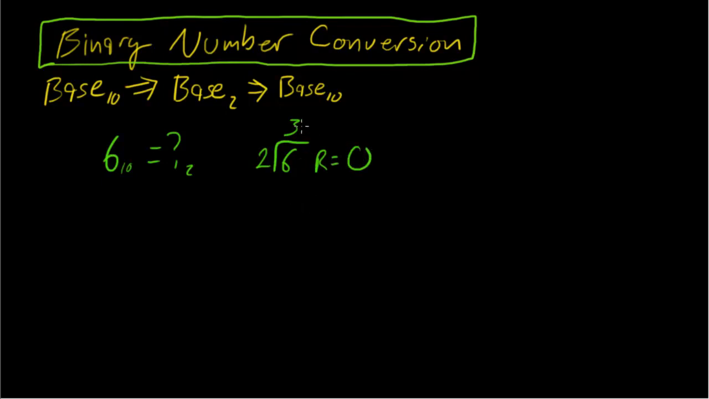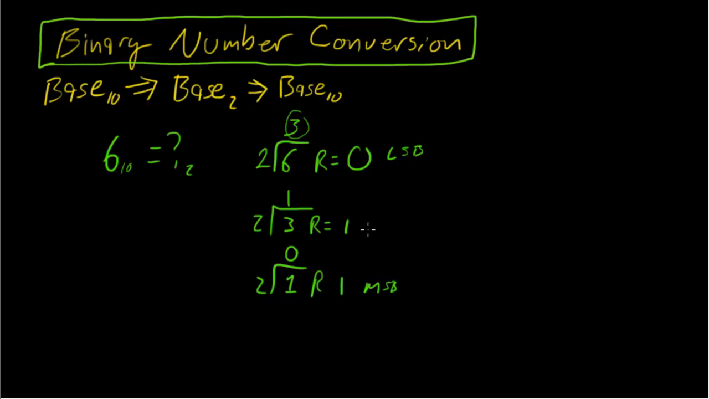Then I take this number and plug it into the next one. 2 divided into 3, which was from before: 2 goes into 3 one time with a remainder of 1. Then 2 goes into 1 zero times with a remainder of 1. Then 2 can't go into 0. So basically I have a 0, a 1, and a 1. The least significant bit, LSB, is here, and the most significant bit, MSB, is here.